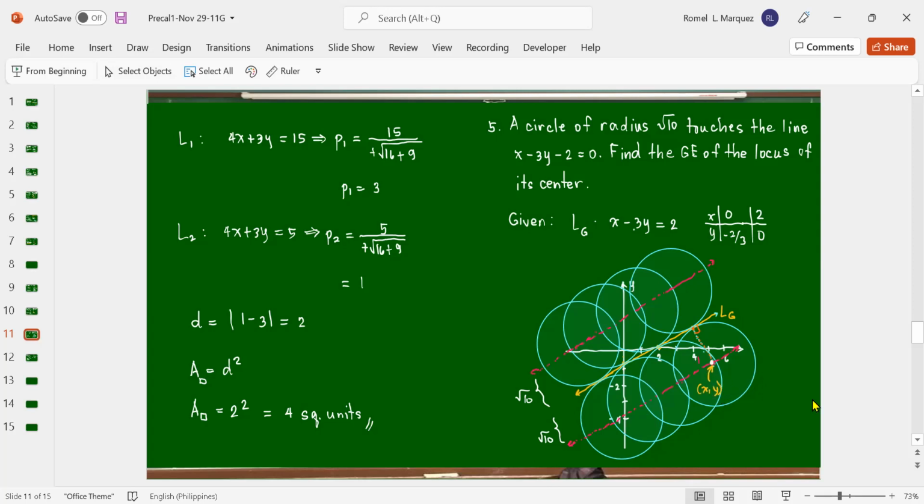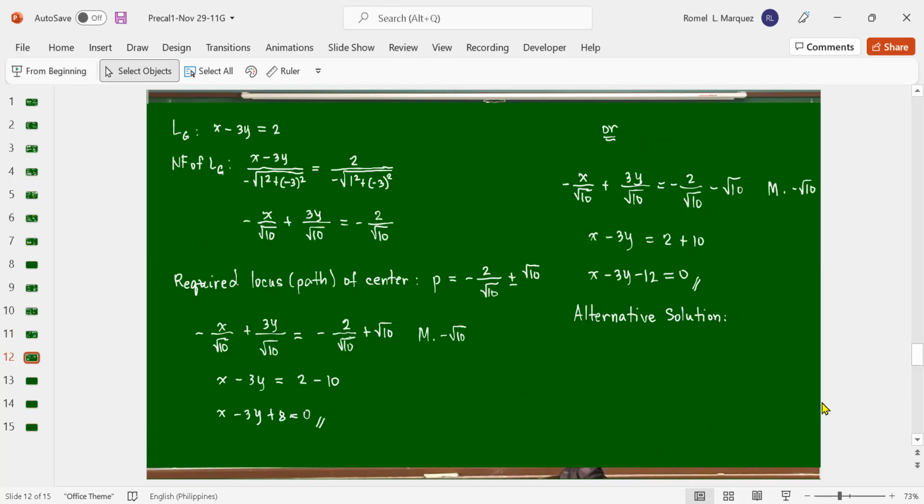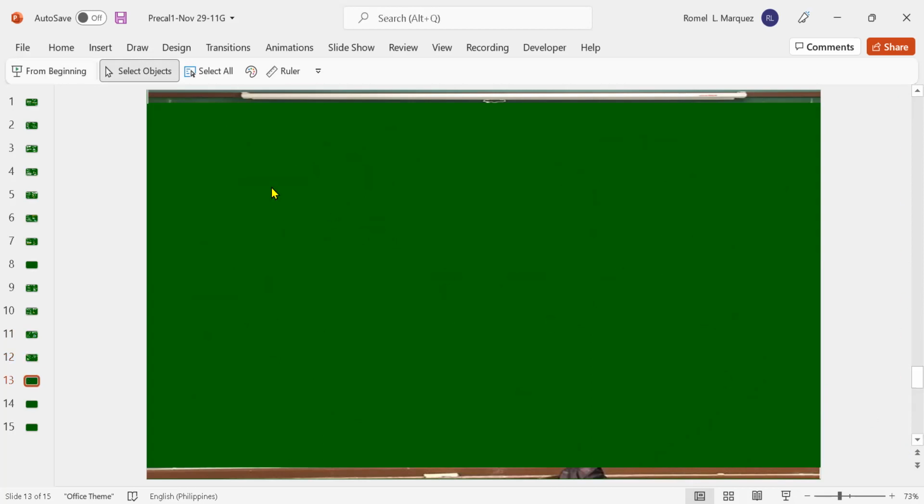How far is (x, y) from LG? But we are going to take it directed. So what is the directed distance of LG from (x, y)? That is known, square root of 10. But our (x1, y1) is (x, y). Okay, guys? So we want to get the directed distance.